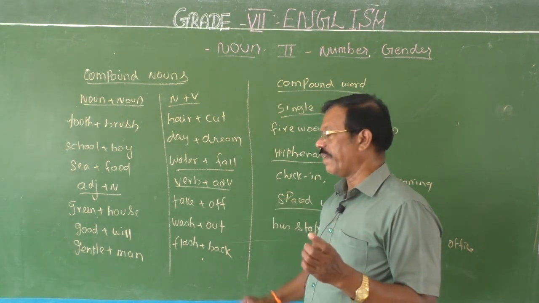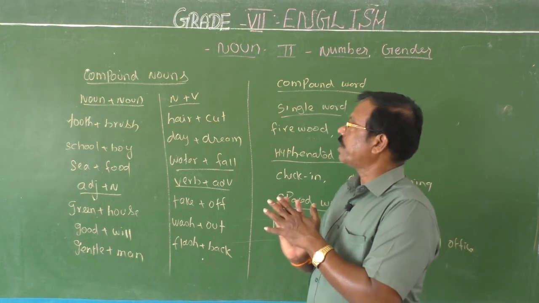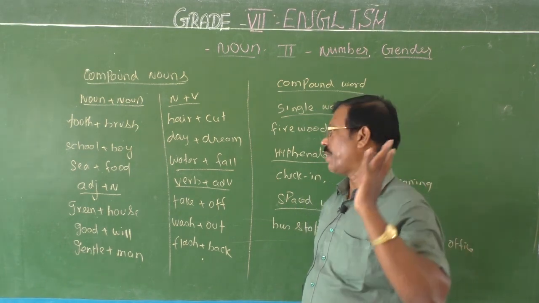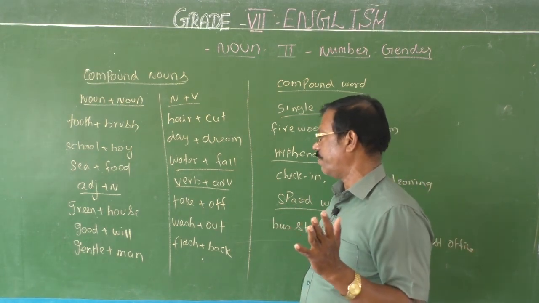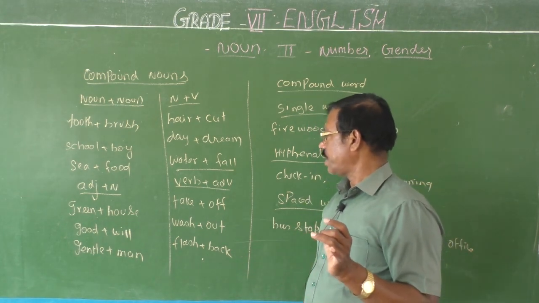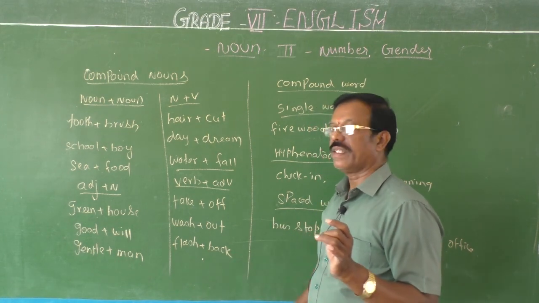Then verb plus adverb can be joined together to form a compound noun. Take off, take plus off, take is a verb, off is an adverb. Wash out, wash is a verb and out is an adverb. Flashback, flash is a verb and back is an adverb.